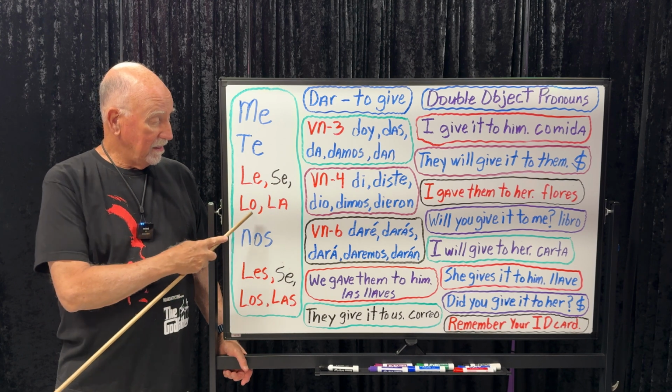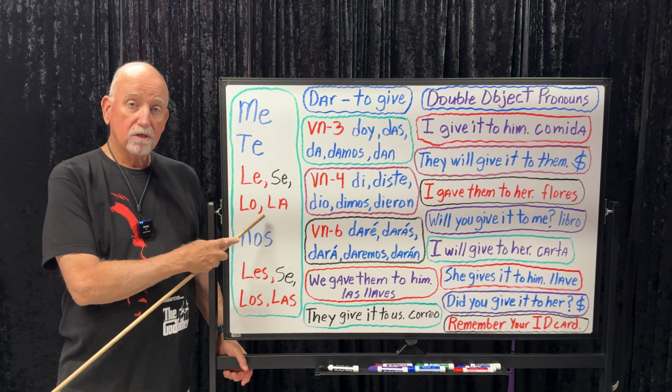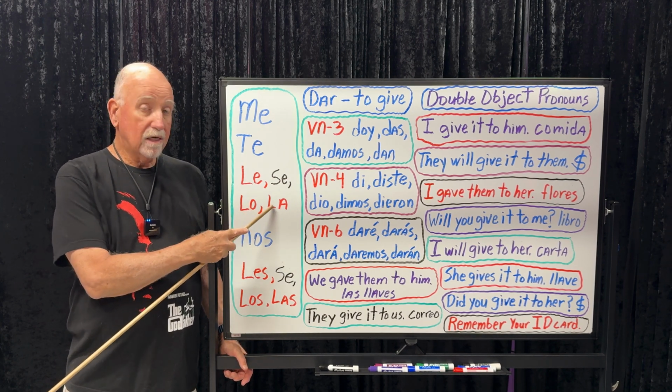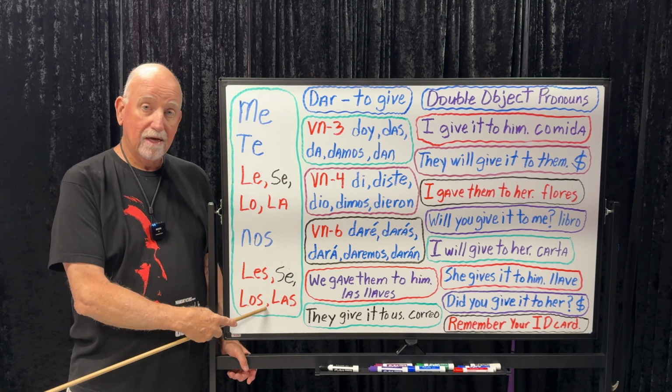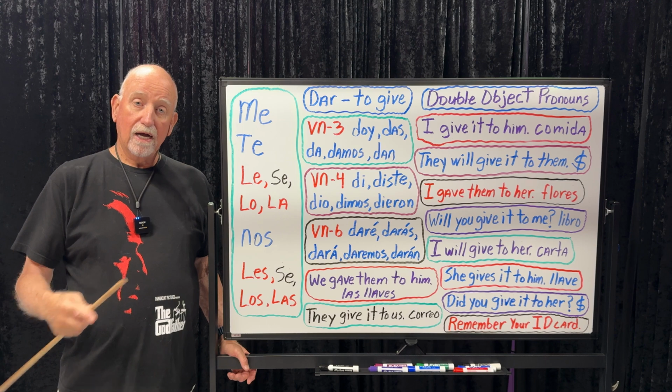Lo and la can be him or her, but they both also can be it. So lo and la can refer to people or objects. Los and las can be them, people, or objects.